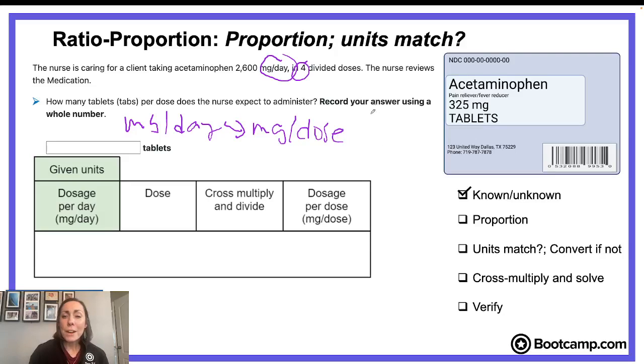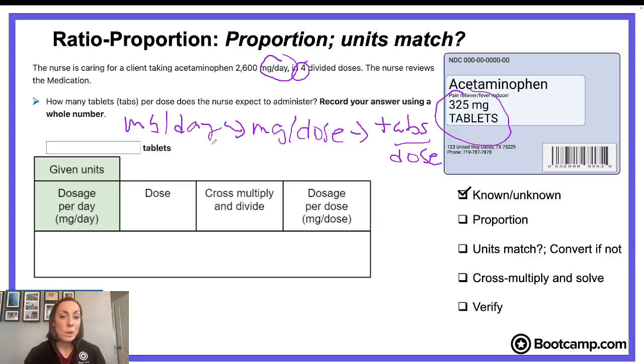And then from there, since I have this known amount here, I can get to my tablets per dose. So these are the steps that will go in order. So we need to set up our proportion. With ratio proportion, remember, it's not where our units are opposite, like with dimensional analysis. They have to be either both on the top or both on the bottom.